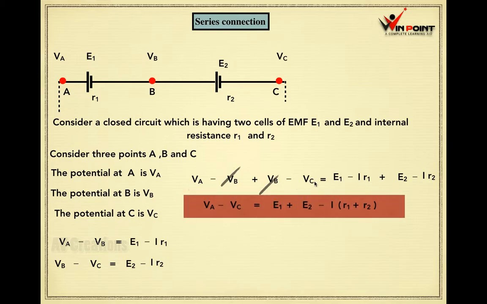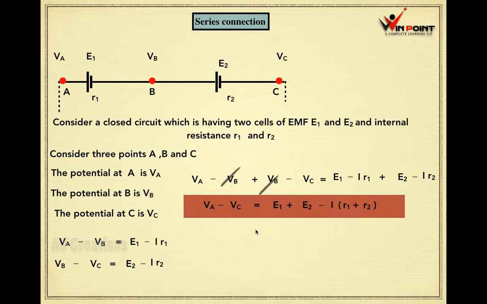So VA minus VC equals E1 plus E2 minus I into R1 plus R2, because we are taking minus I outside of the bracket and R1 and R2 will be inside the bracket. If you take minus I outside, it will be R1 plus R2 inside the bracket. VA minus VC equals E1 plus E2 minus I into R1 plus R2.